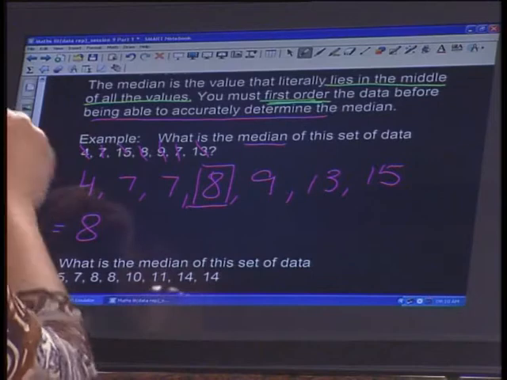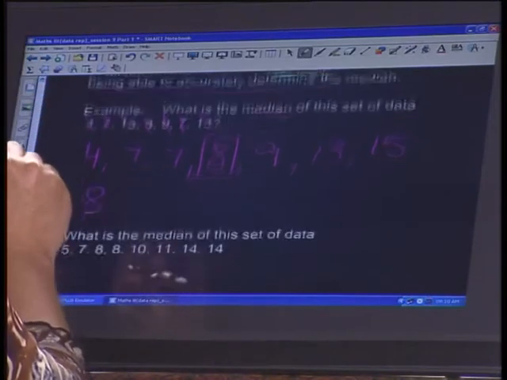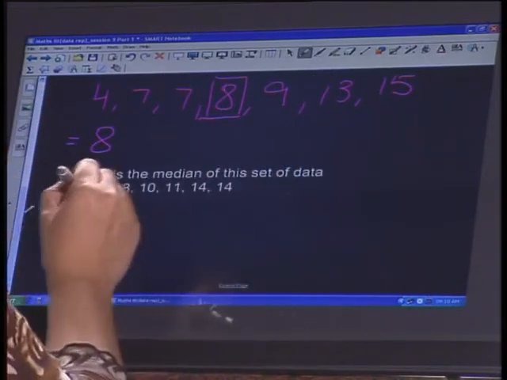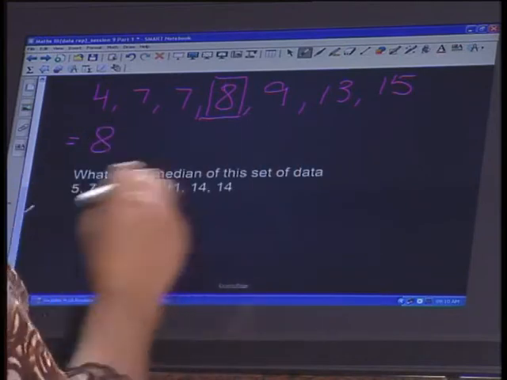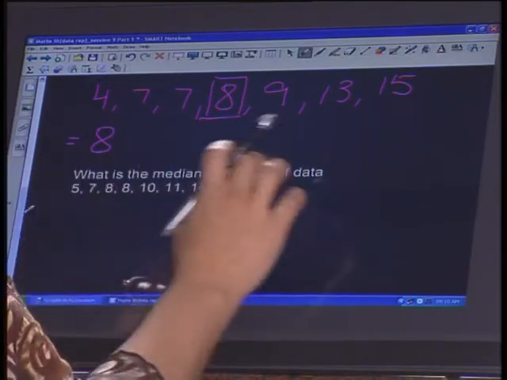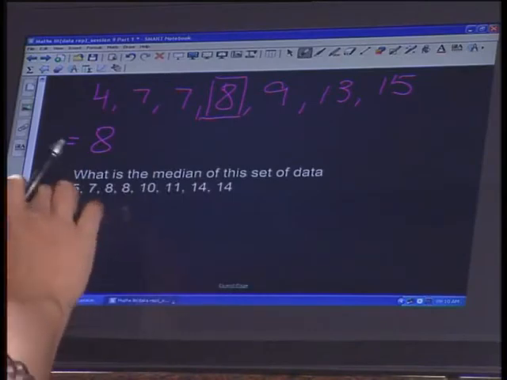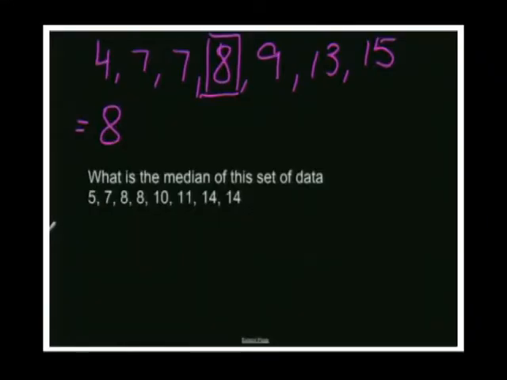Let's see what happens when we've got an even set of values. So let's find the data for this set of information. Now, I've got 2, 4, 6, 8 pieces of information, and I'll go through them carefully, and you can see that they are already in order. So clearly, all I need to do is find the number that is in the middle.